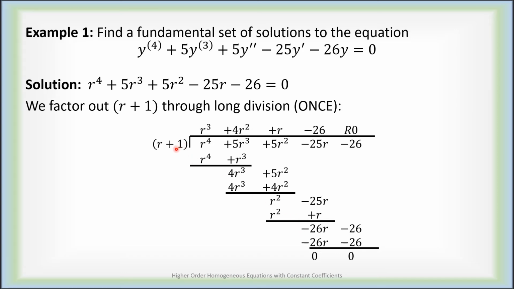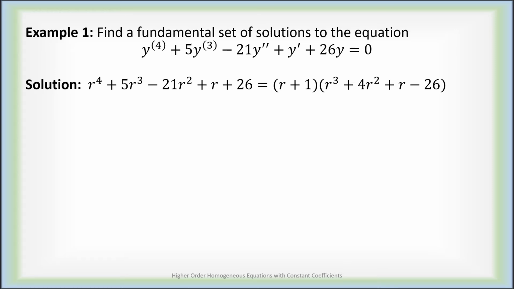What do I need to multiply this factor by to cancel out minus 26r? I need to multiply it by minus 26. And when I do, I get minus 26r minus 26. Everything cancels out, meaning I have no remainder, so everything went just as it was supposed to. This is the only time we're going to go through the long division in these videos. This should be review. This should be something you can do on your own.